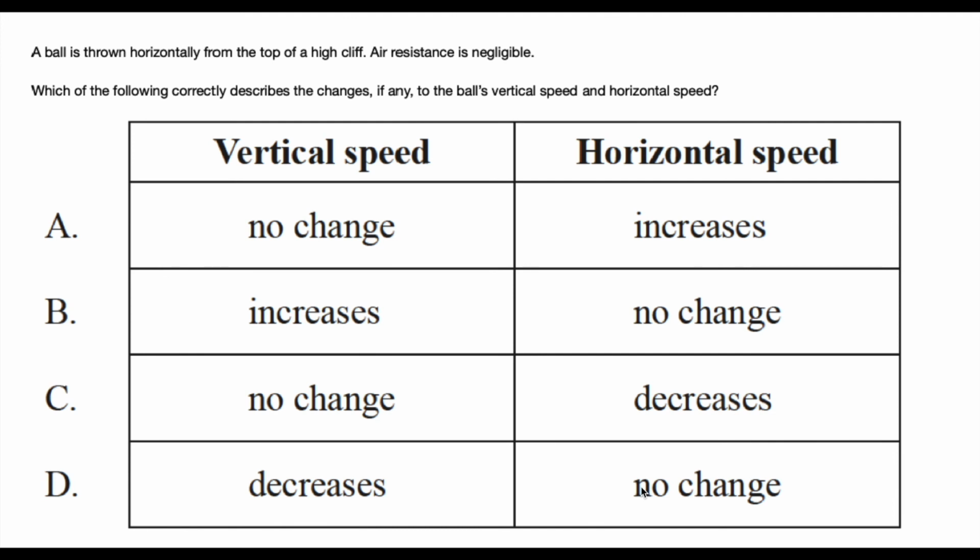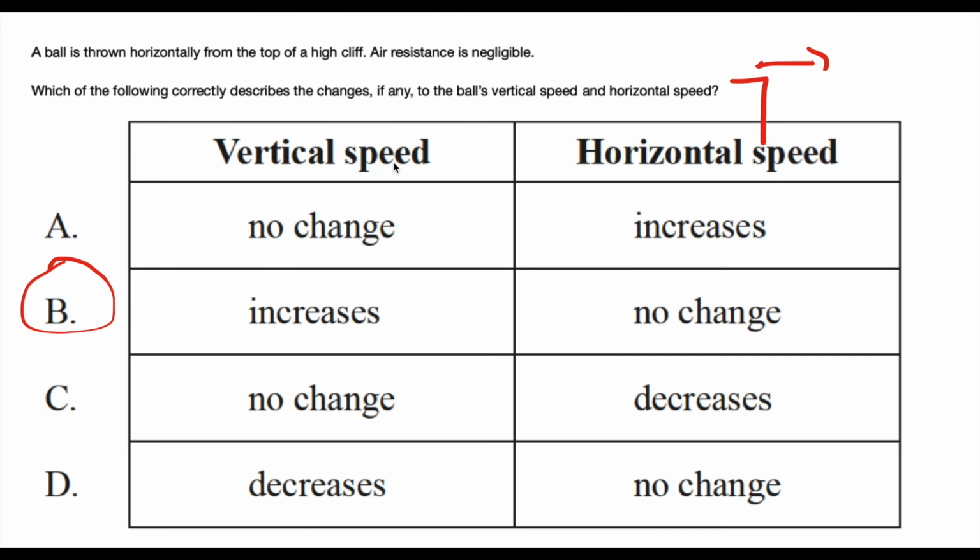A ball is thrown horizontally from the top of a high cliff. Air resistance is negligible. Which of the following correctly describe the changes, if any, to the ball's vertical speed and horizontal speed? So it's thrown horizontally from a cliff, meaning that its horizontal speed is going to remain constant, and since the only acceleration acting on the object is gravitational acceleration, its vertical speed is going to increase, right? So B is the correct answer.